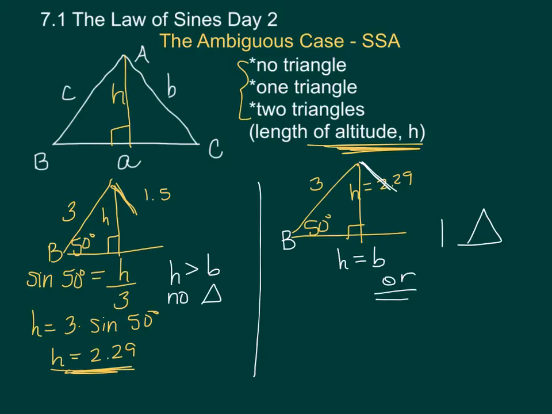Or let's say it was 4. So let's say this side was 4. So notice 4 is larger, but it's also larger than this third side too, which means it'll be too long to swing around. So we won't be able to make a second triangle. So if that third side, which is b, is larger than h and larger than your other side, then you'll have one triangle.